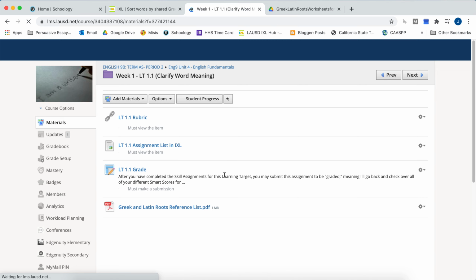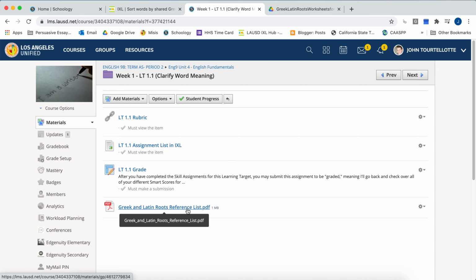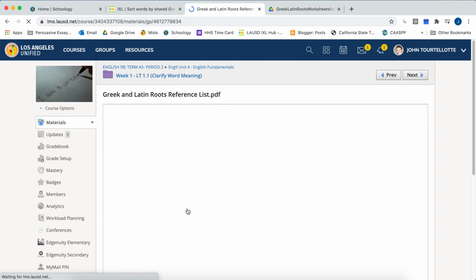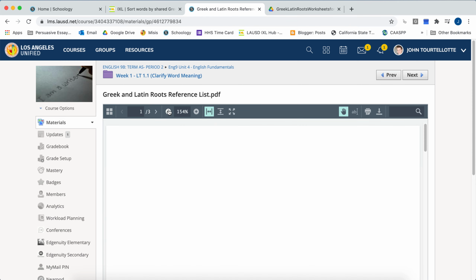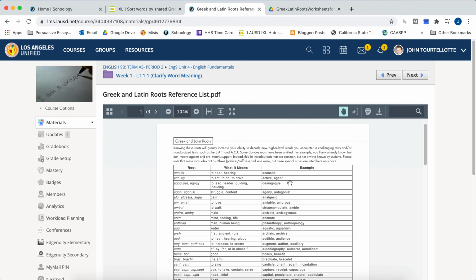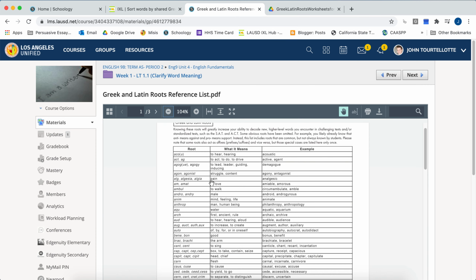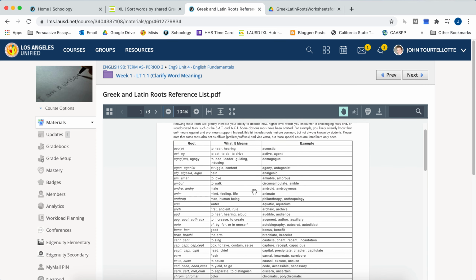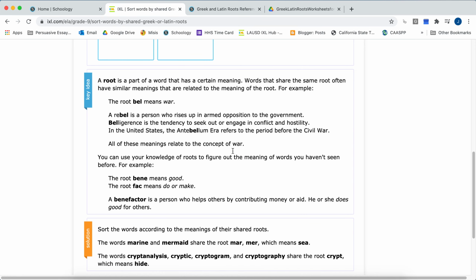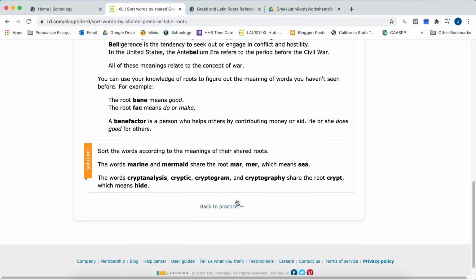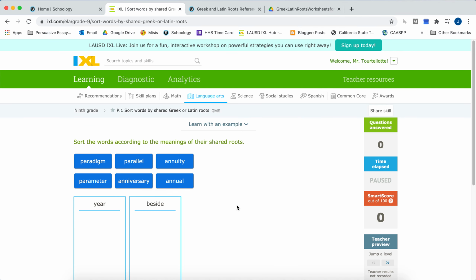In the week 1 folder now, you will see a Greek and Latin roots reference list PDF. And that is here to help you. Now, it's 3 pages long. It's a lot. There's a lot of Greek and Latin roots that we use in the English language all the time. But you can have this open in a tab while you're working on IXL in another tab. All right? So let's work on a couple together.